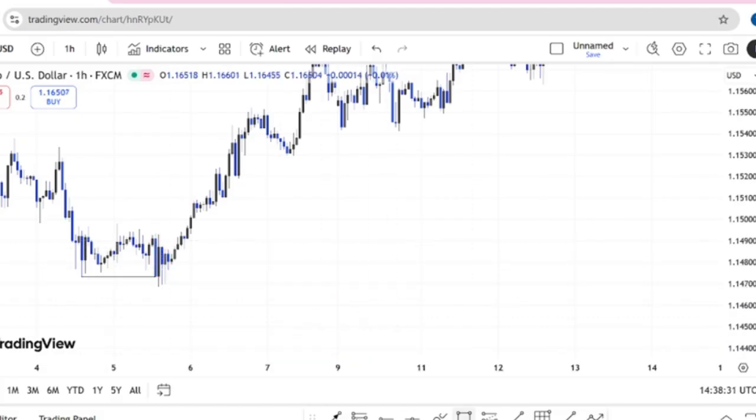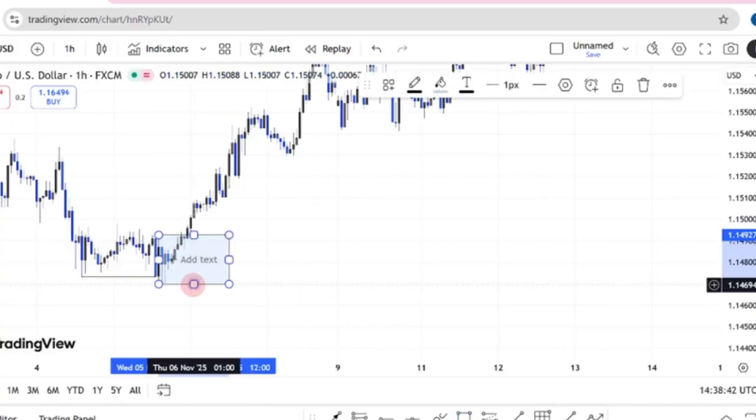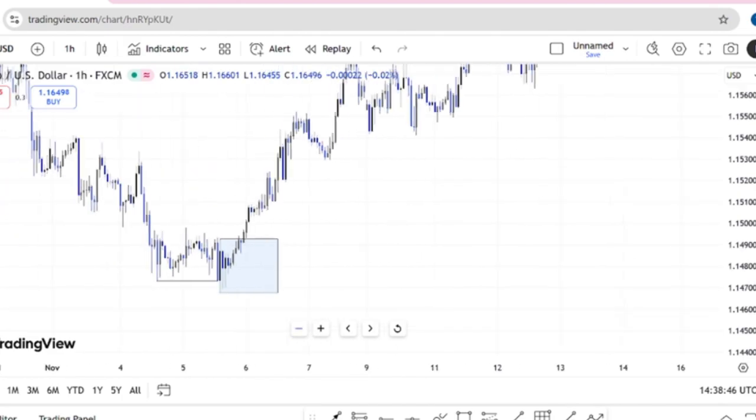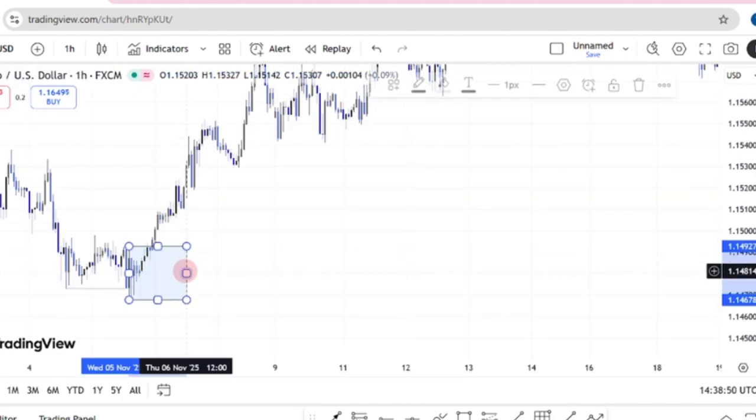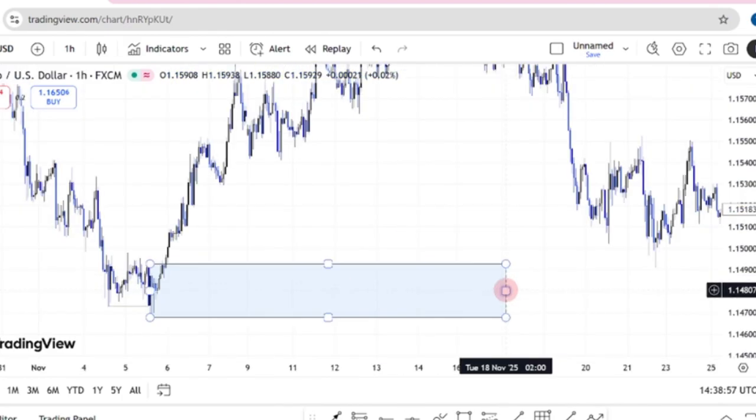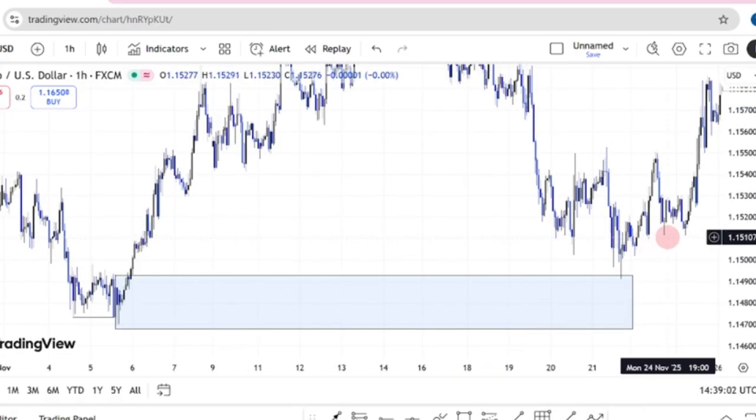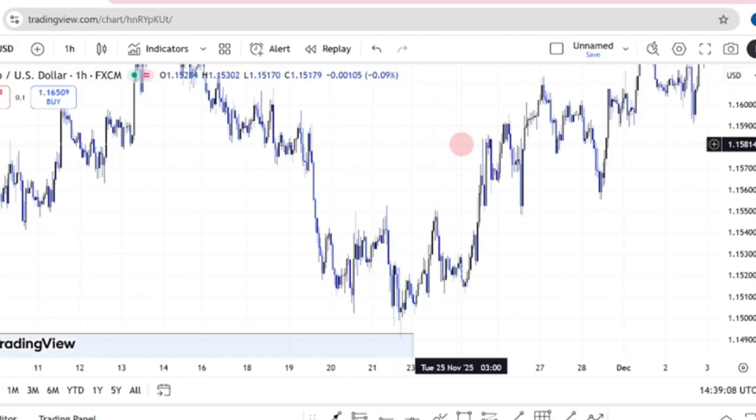So this is what we're going to do in this case. Mark the candle from the top to the last wick of that candlestick. This is what we have, and we pull the chart to the right hand side. What can you see? Immediately price dropped into this level, and you can see there was an expansion to the upside.